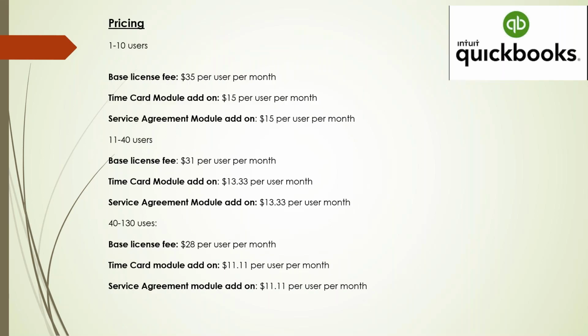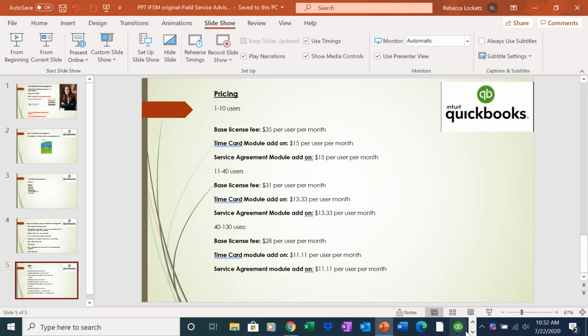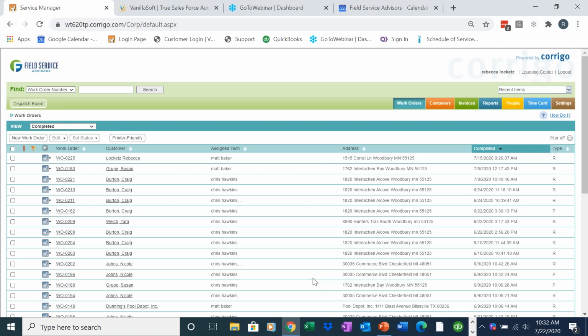And here is the price. If you've got 1 to 10 users, it's $35 per user. If you go over 10 users, it goes down to $31 per user per month. And there are additional modules you can add on. All right, with that, let's go ahead and jump right in. And then I'll bring up the pricing at the end.